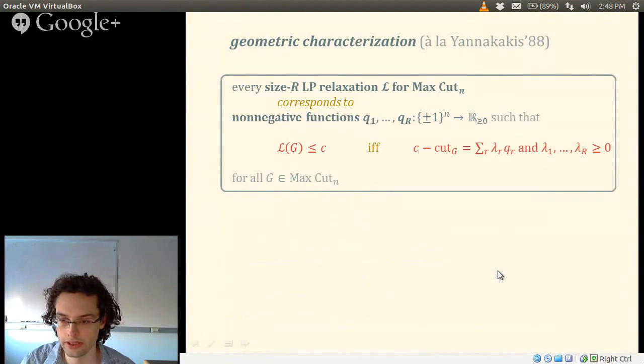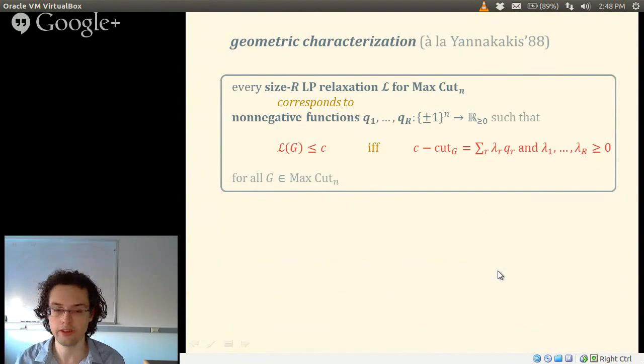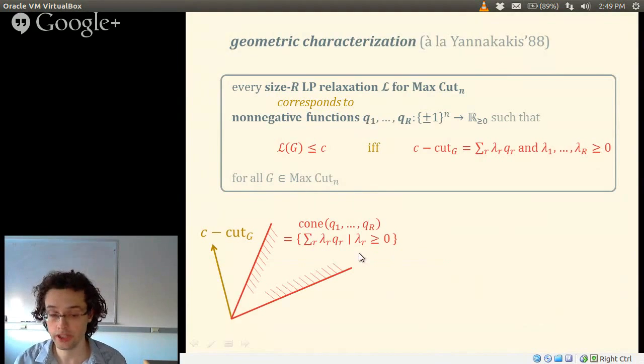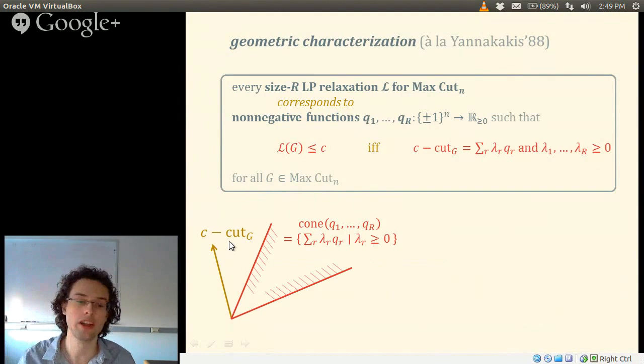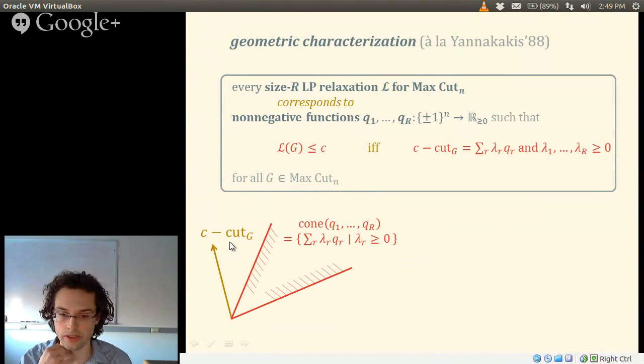Now, just a slightly different way of thinking about it. There's a nice geometric way of thinking about this picture. If you look at the set of functions that you can write as non-negative combinations of these R functions, you can visualize it as a cone in 2 to the n-dimensional space. And so you're asking here whether C minus the cut function is contained in the cone or not. Because these are convex sets, there's a canonical way of proving that a function is not contained in a cone, and that's using separating hyperplanes. This will be used in the proof, but for the discussion here, it's high level enough that you don't have to worry about that.